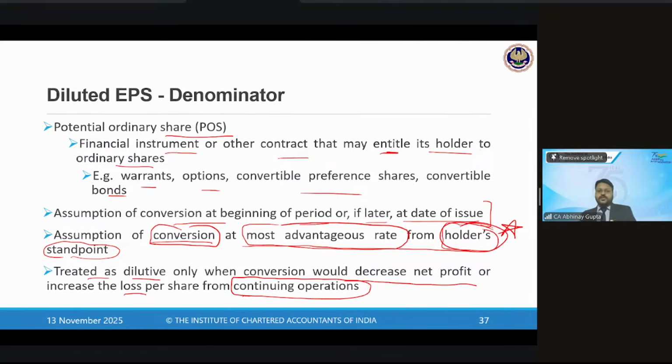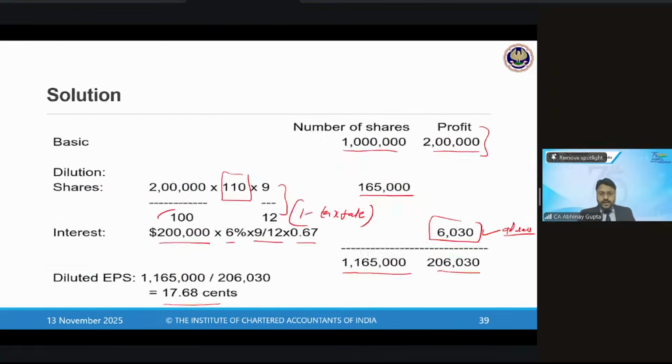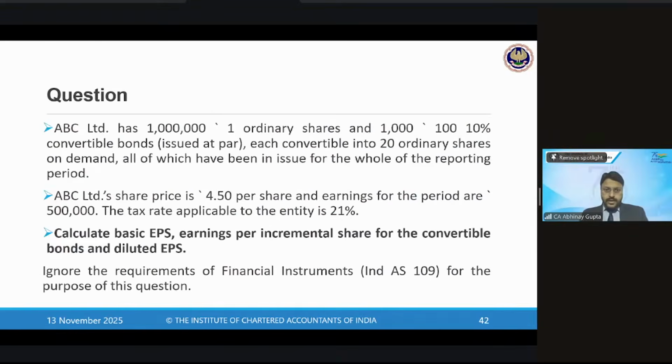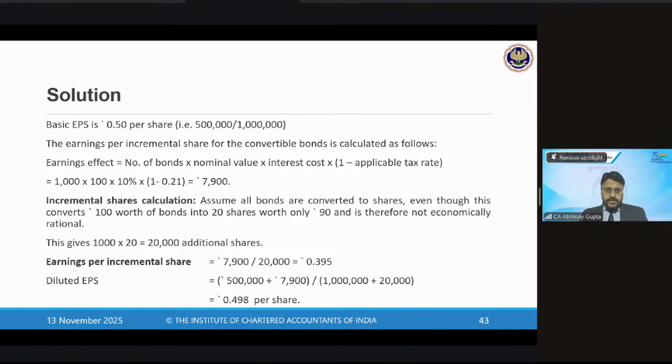So if we are computing the diluted earning per share, we always need to consider those instruments which are dilutive in nature. If they are dilutive on continuing operations, then only we need to consider them. If they are anti-dilutive on continuing operations, or they might be dilutive at discontinued operations, then we need to ignore them. Now I know without a practical, it is not easy to understand, so let's do one practical on this as well.